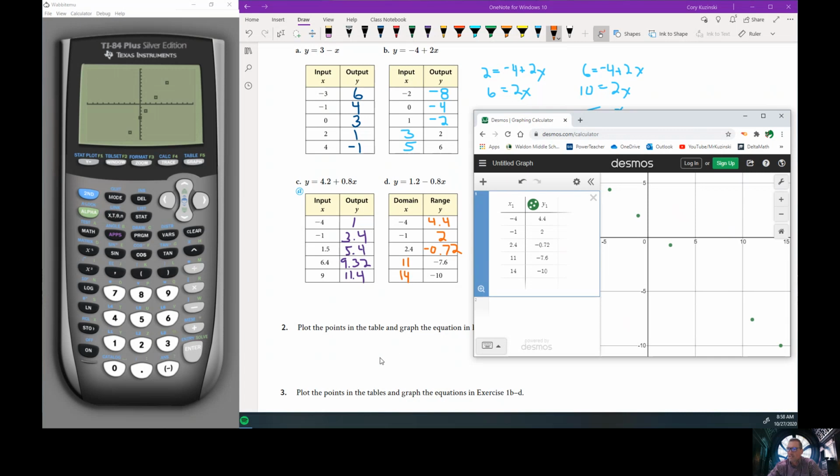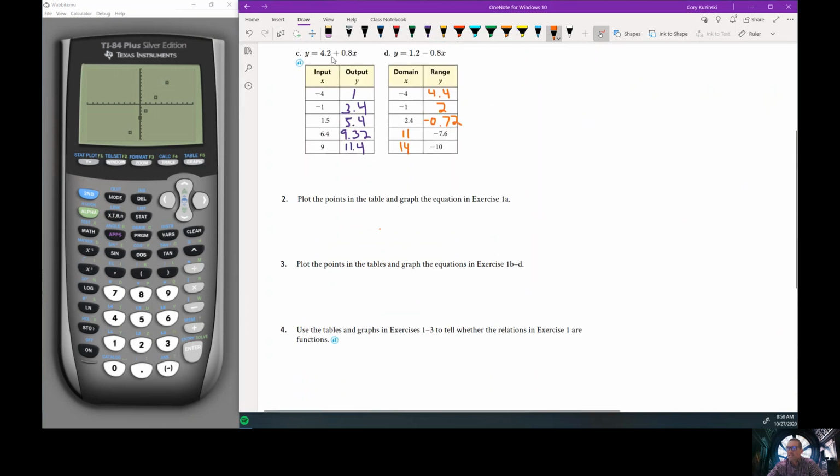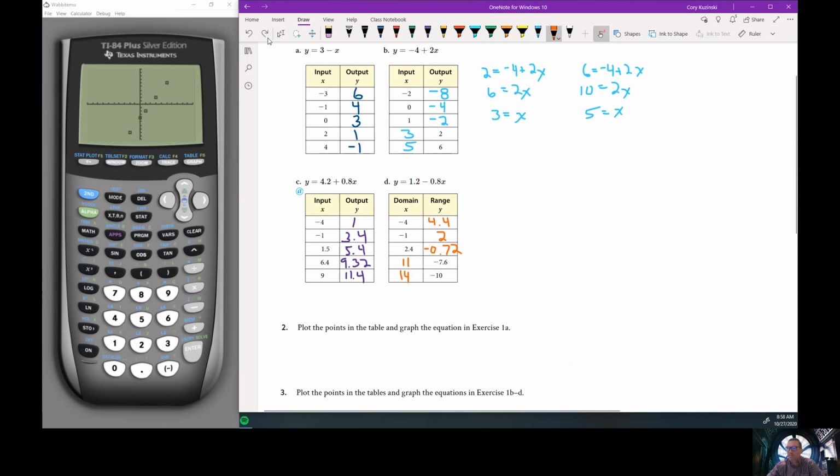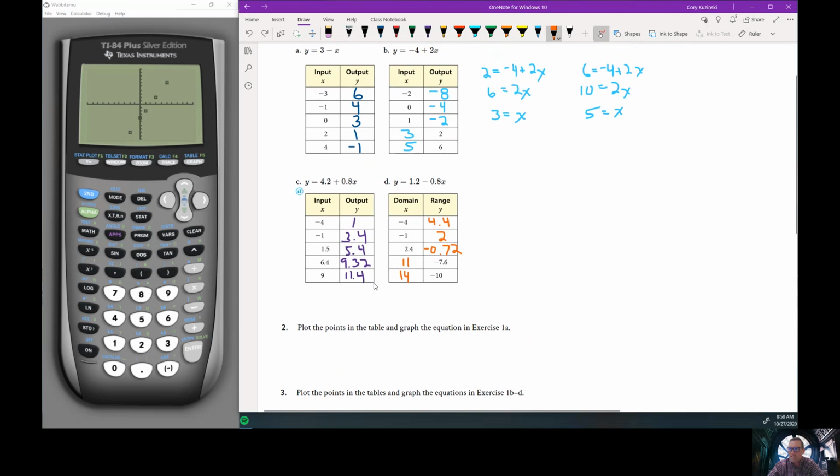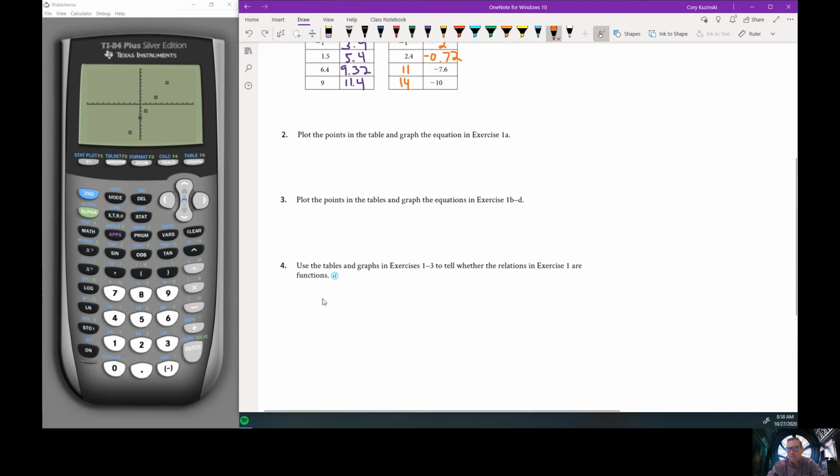All right. And then last thing, so that's basically what all your graphs should look like. It says use the tables and graphs to tell whether the relationships in exercise 1 are functions. Well, I remember on all my graphs that every single graph ended up being a straight line of points. Okay, so a straight line is a function every single time. Also in the tables, you can see that each input only has one output. So here's what we'll say for that.